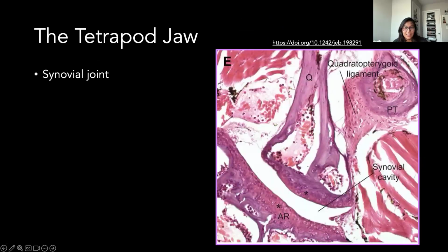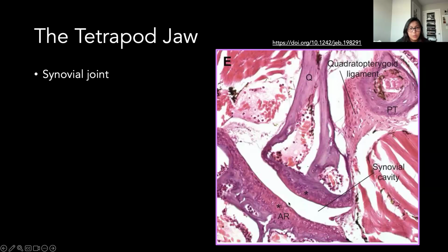All right, so let's get into how the tetrapod jaw is structured. So the jaw joint is typically a synovial joint, and that means it's a highly mobile joint that has a capsule with synovial fluid that reduces the friction that the bones experience when they move against one another. And here we can see this in this section of a lizard jaw. So this is a histological section, so it's been stained using dyes so that we can see certain tissues.